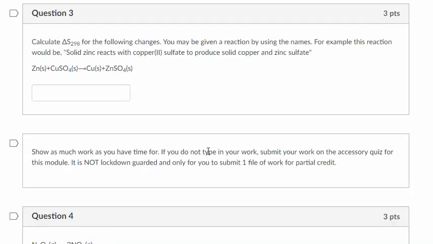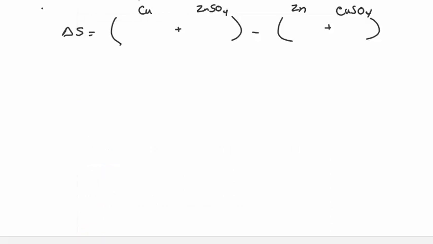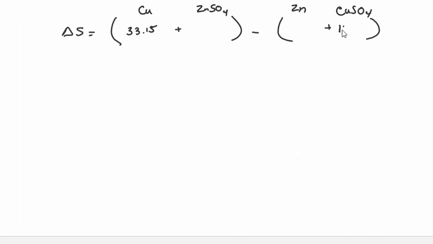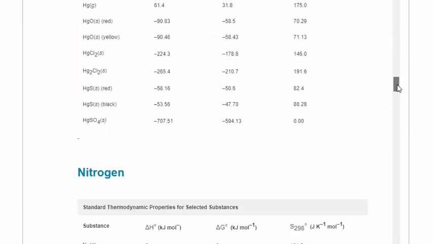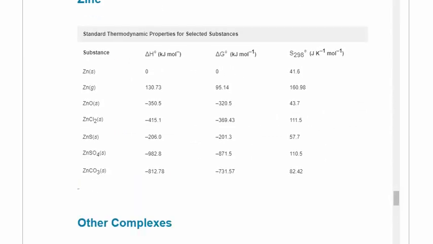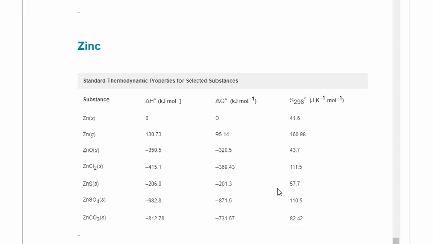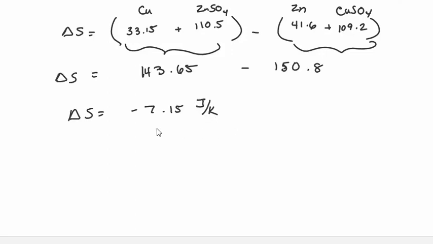Now, I happen to be on copper already down here. Scroll down again. So solid copper was 33.15, so I will put that here. And copper sulfate is down here at 109.2. Then I need to go to zinc. Again, this is in alphabetical order by primary element. So I'm going to be all the way to the bottom. There's zinc. So solid zinc is 41.6. That's a reactant. And then I have my zinc sulfate, solid zinc sulfate, 110.5. So I'm going to add these two and then subtract them. So these are the values I get. I get overall for the reaction, I get a delta S of negative 7.15 joules.